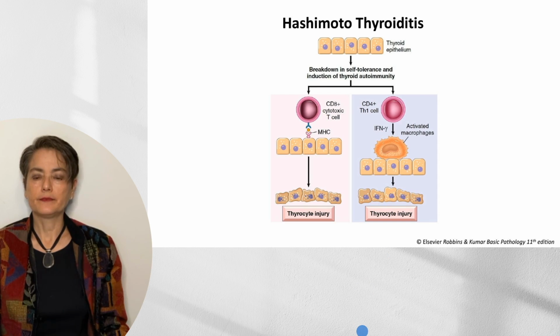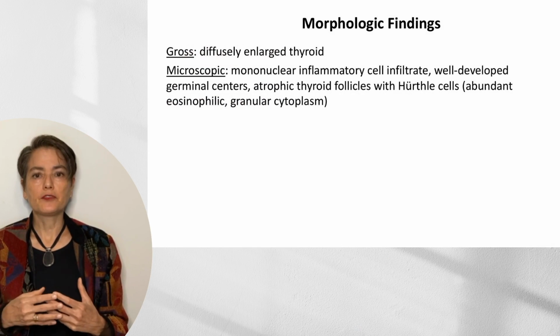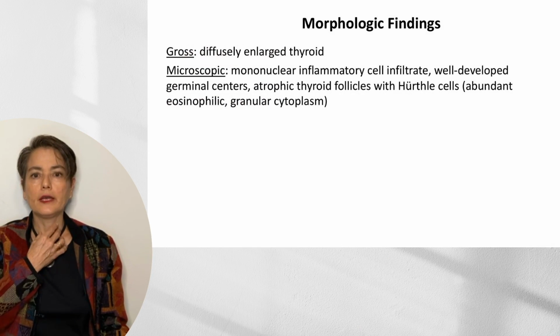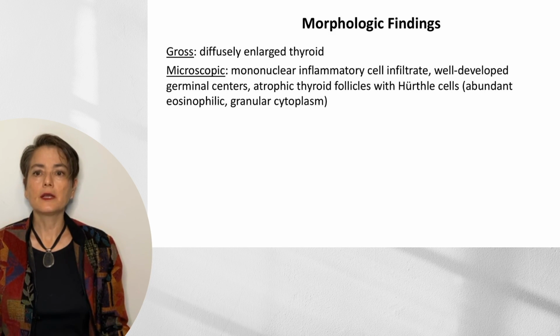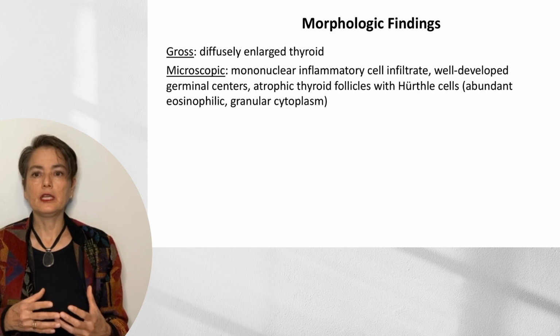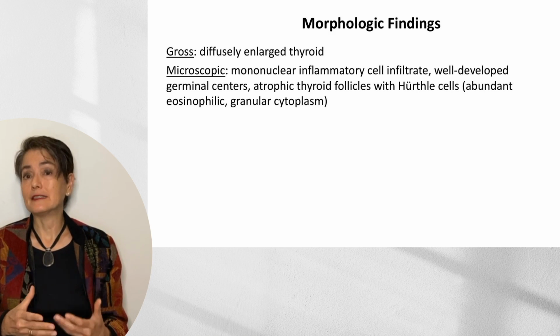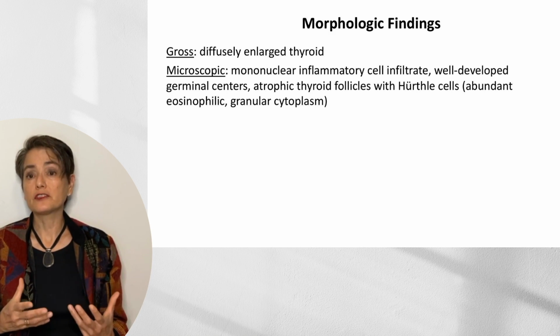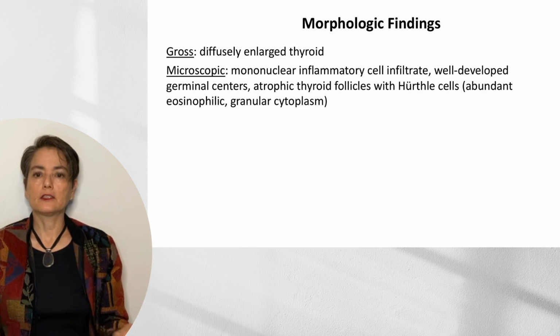All right, so what does this look like morphologically? The patient will typically present with a thyroid neck mass. So you'll see a central mass here in the neck. Microscopically, we'll see a mononuclear infiltrate of inflammatory cells, well-developed germinal centers, and then this attack on the thyroid epithelium is going to lead to atrophic thyroid follicles. And there's a metaplastic change that we can see in thyroid epithelium, which is called Hürthle cell change, and these are called Hürthle cells, which have abundant eosinophilic granular cytoplasm.